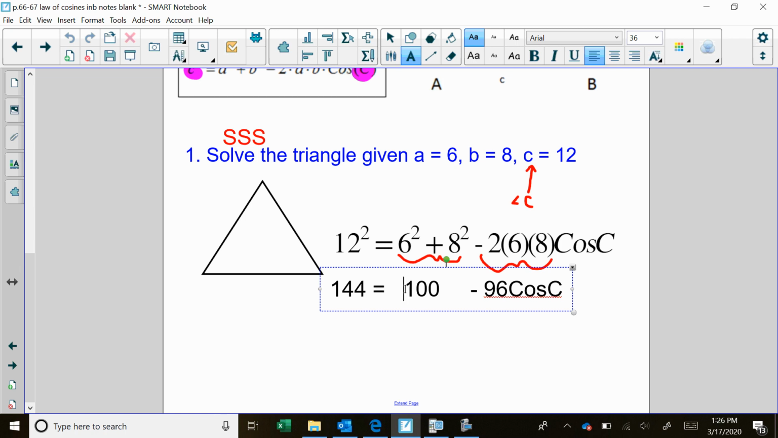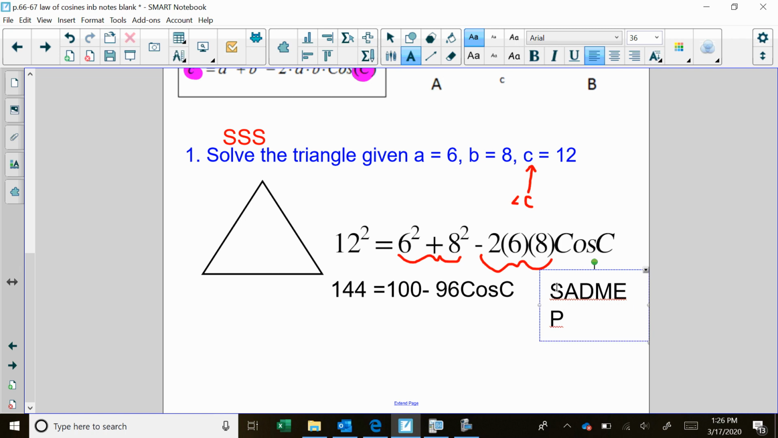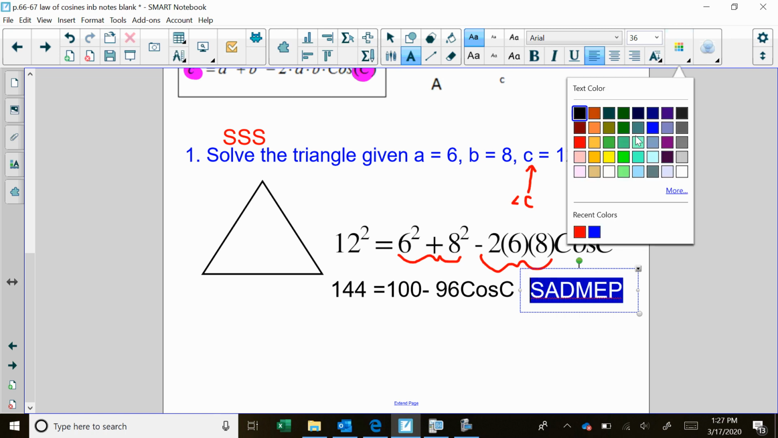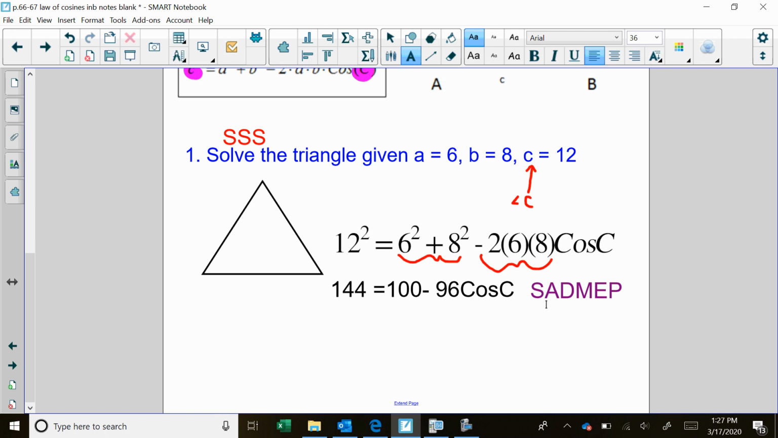Back in Algebra 2, if you had me for Algebra 2, I talked about a phrase called SADMET. And that is your order of operations backwards. So it tells us what to do first. Is there any addition or subtraction we can do? Yes, we can take this 100 and subtract it from both sides. So we're going to subtract 100.